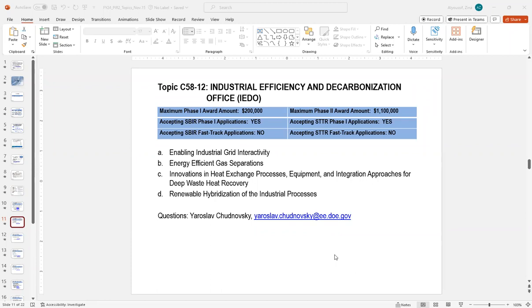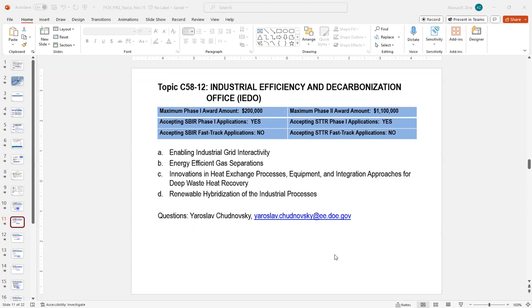Renewable hybridization. Yeah, it's also my topic, and as you know, the industrial sector uses heat for a wide variety of applications, and it accounts for over 20, probably 25 quads of BTUs, which represents 1/3 of the nation's delivered energy supply.